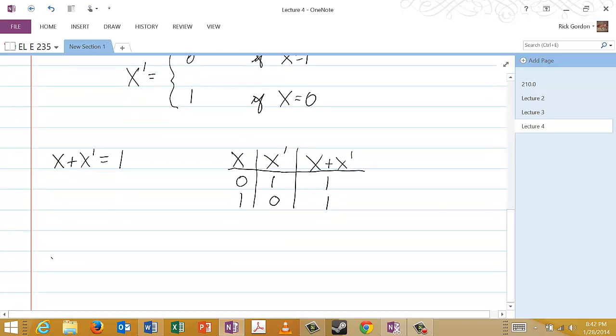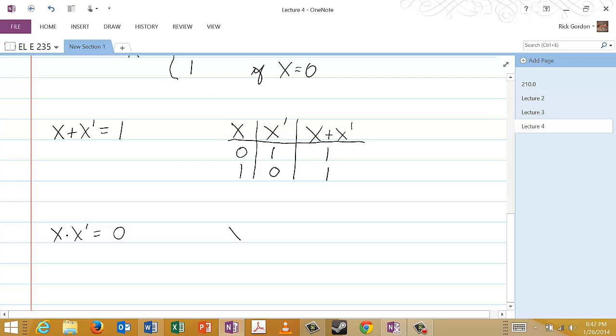Furthermore, x ANDed with x complement is always equal to 0. And if that's not clear, we can make a truth table for this.